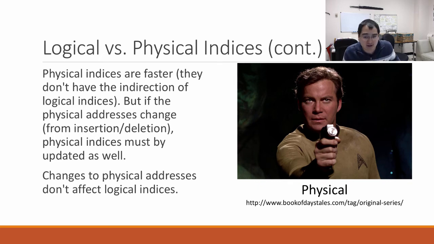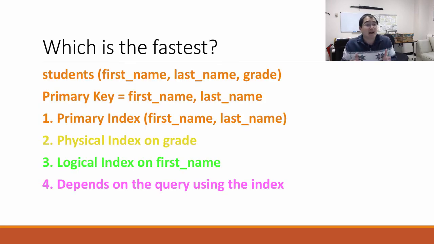So, index card question. Which is the fastest? We have a particular table called students. It has a first name, last name, and grade. It has a primary key of first name and last name. I want to know which of these indices are fastest.